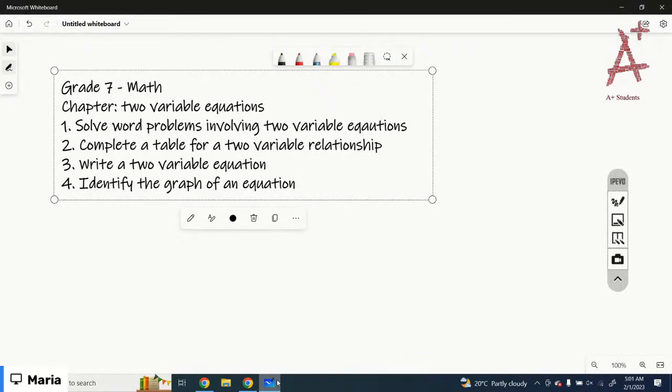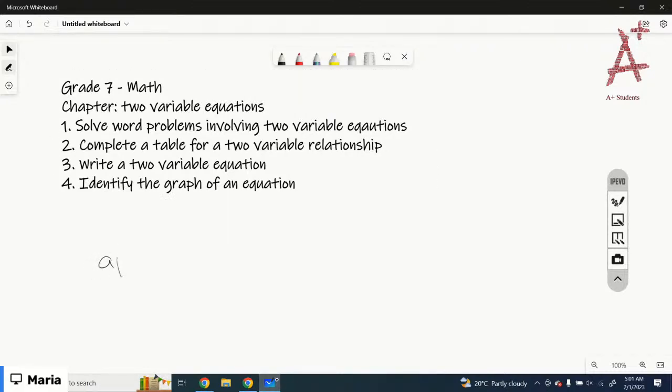So we're going to start with grade 7 maths. You can find all the lessons on aplusstudents.com. You have to log in there using your email address and the password provided by the administrator. Then select math from the subject tab, scroll down to grade 7, and click on view all lessons. There you can find a list of the chapters.